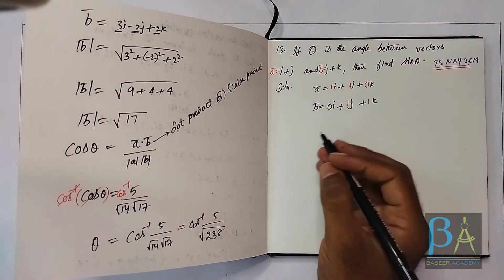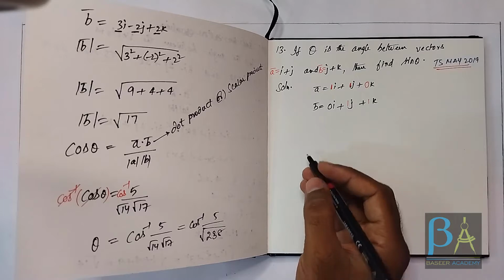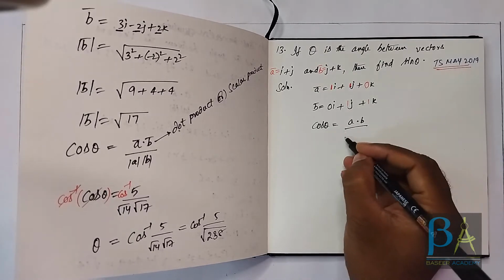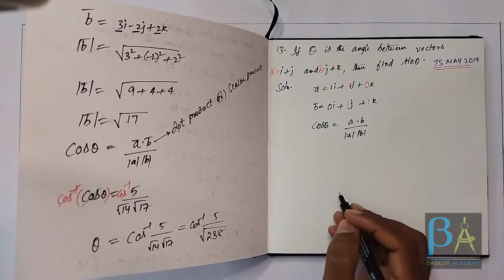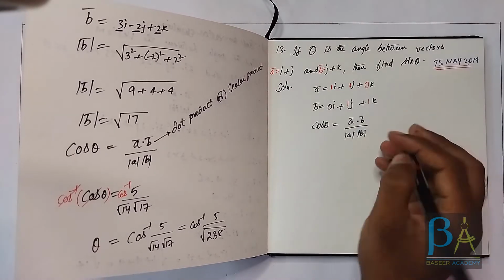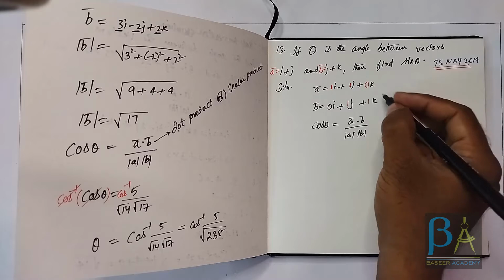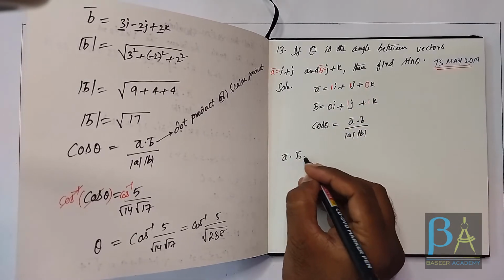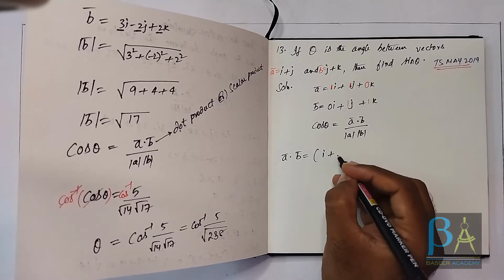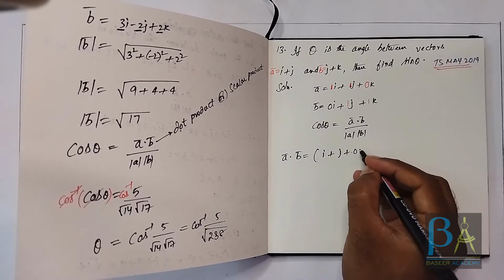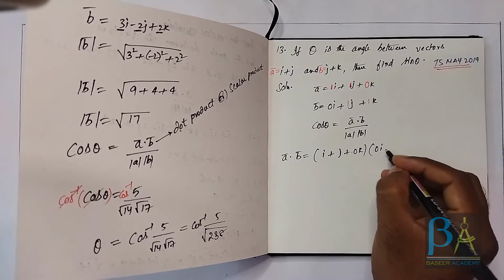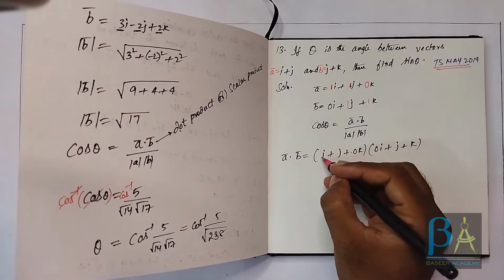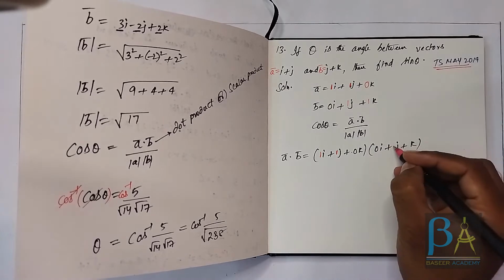Now let us find out the angle between the two vectors. How do you find out the angle between the two vectors? Cos theta is A dot B by mod A mod B. Now let us find out the dot product first, A dot B. What is A here? I plus J plus 0K, and then 0I plus J plus K. You can write it this way, or you can just mention the coefficients here as well.